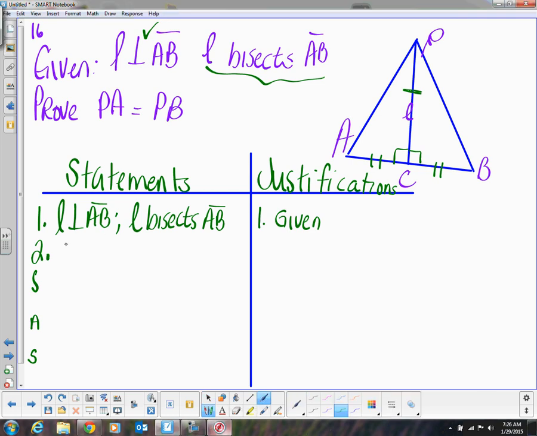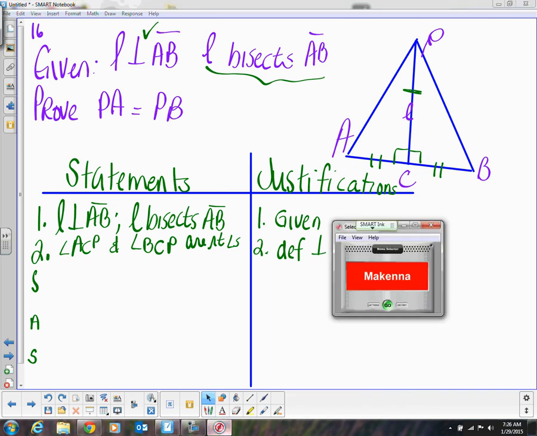So we know that angle ACP and angle BCP are right angles. How do we know this? Right, definition of perpendicular lines. All right, so now we're ready to fill in our side angle side.